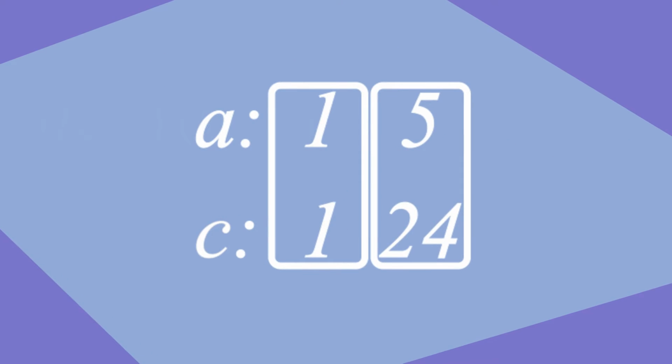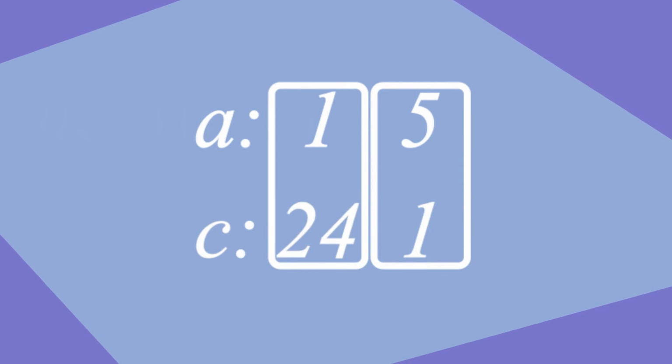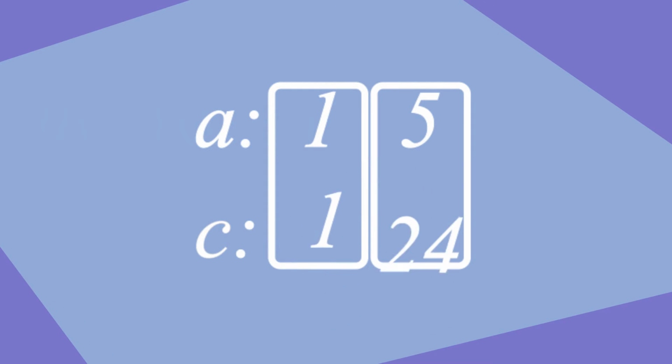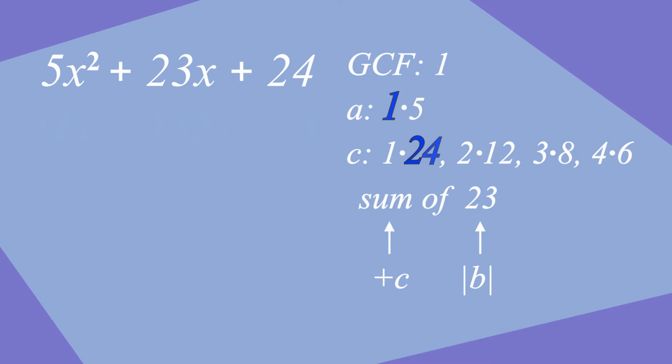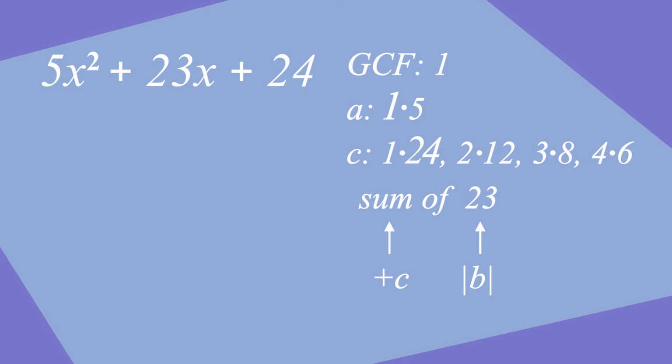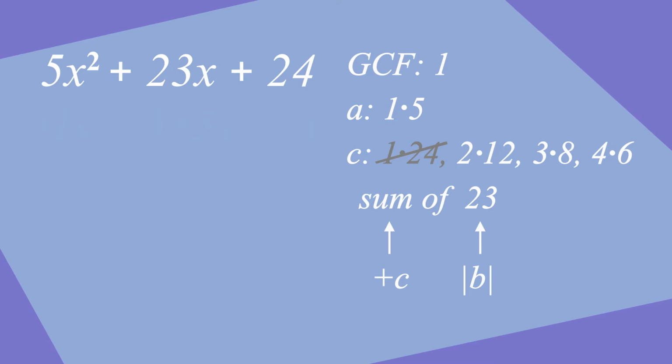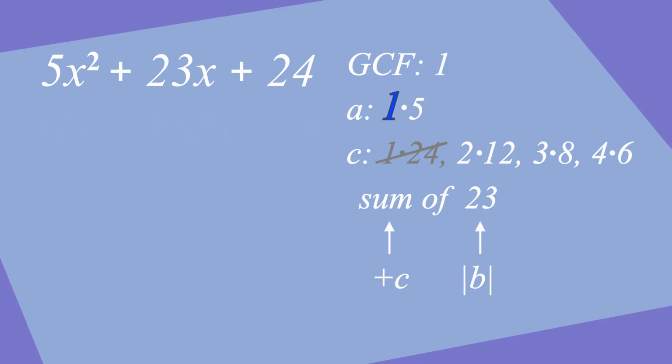Now because a is not 1, we have another combination to check. Looking at the same pair, we could multiply those numbers in a different way. If we took 1 times 24, we get 24, and 5 times 1 is 5. The sum of 24 and 5 is 29, so that's not the pair we want. Continuing down the list, 1 times 2 is 2. 5 times 12 is 60. The sum of 2 and 60 is 62, which is not what we need. 1 times 12 is 12, and 5 times 2 is 10. The sum of 12 and 10 is 22.